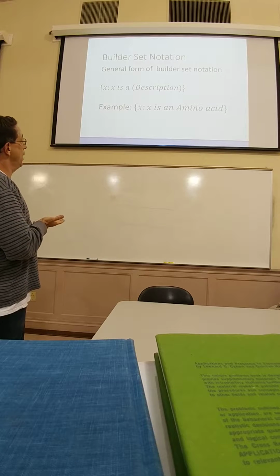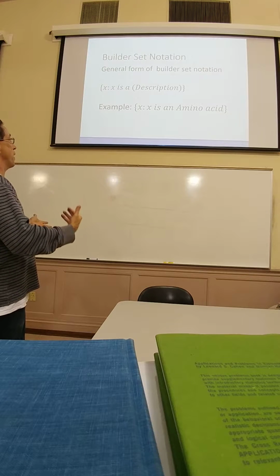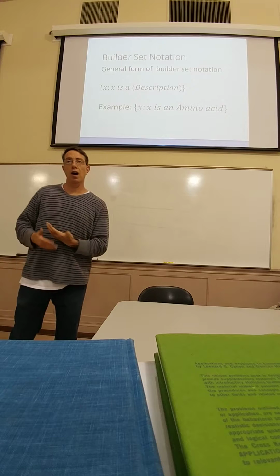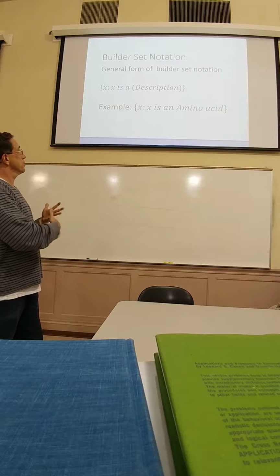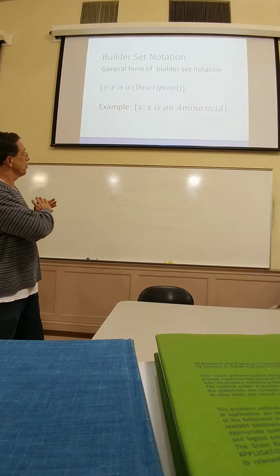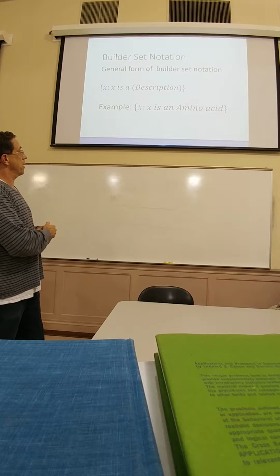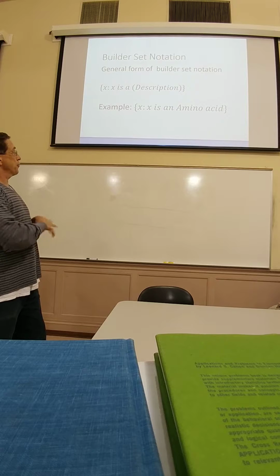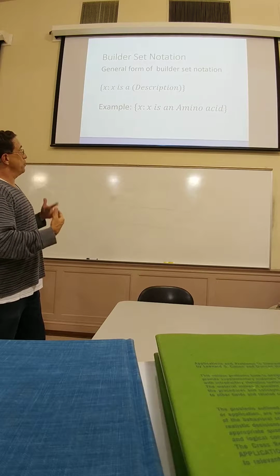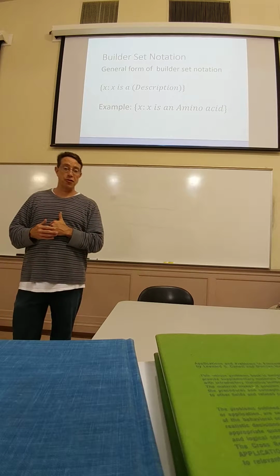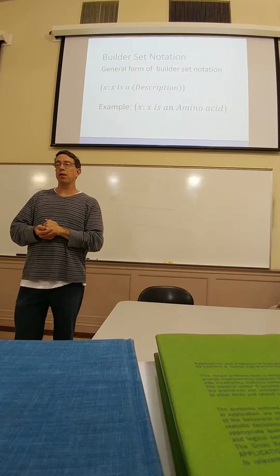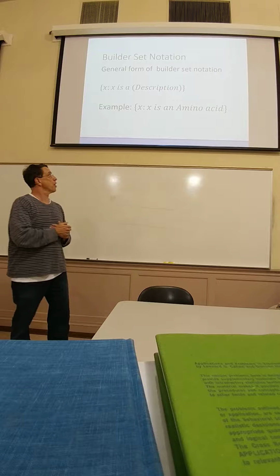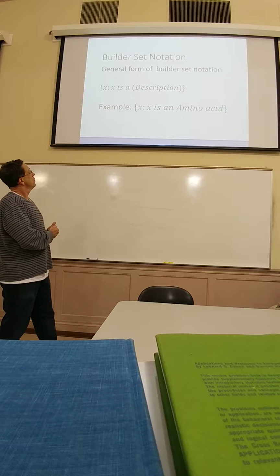So an example would be X such that X is an amino acid. What I tried to do is think of an element that had a commonality, like these amino acids you learn about in chemistry, or biochemistry. I forget how many there are, but you could group them all together as a set, and it would probably be easier to describe them in set builder notation, because if you had roster notation, you would have to write them all out.